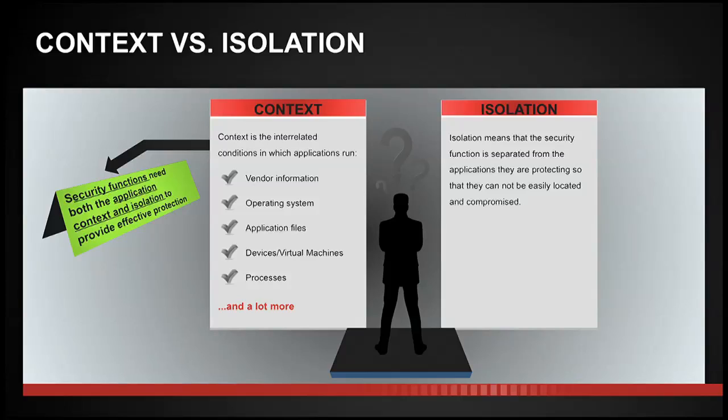So for security to be efficient, we need both context and isolation. By context, I mean application context: the environment the applications are running in, for example, the information about the application, whether it's an Oracle database or a web server, the vendor information, what operating system and file system, and also how much storage I need and what my CPU usage is. With these, you have a better knowledge of what the applications require from the architecture, so you can do better security and protection.